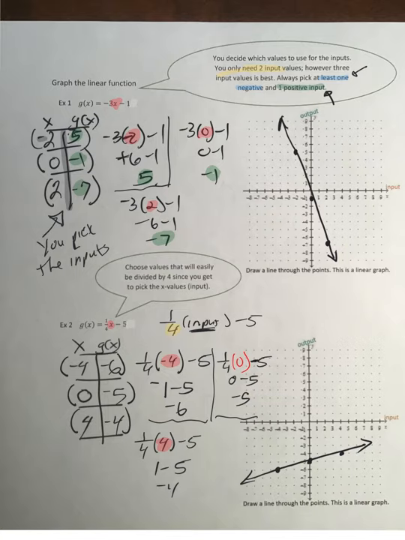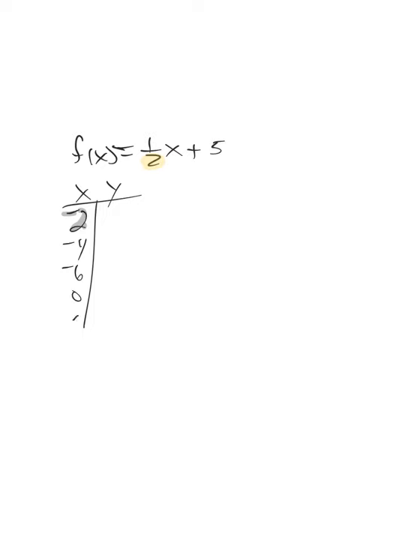Now, what if, let me do a little erasing for a second. What if the function was 1/2 x plus 5? Then what kinds of numbers would be good numbers to pick? Right? Wouldn't you want to pick numbers that 2 will go into evenly? So wouldn't it be smart to pick like -2 or -4 or -6? 0, of course, +2, +4, +6. Right? Those are smart choices because 2 goes into all of those numbers nicely.